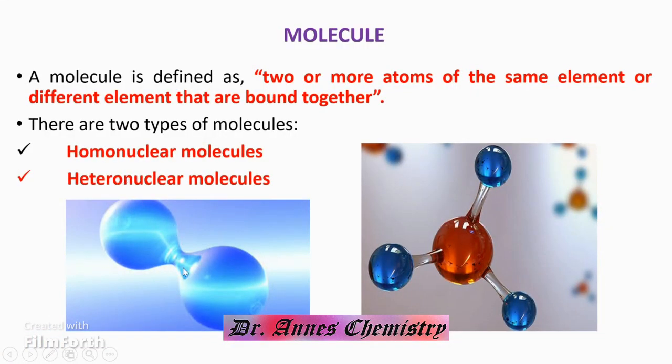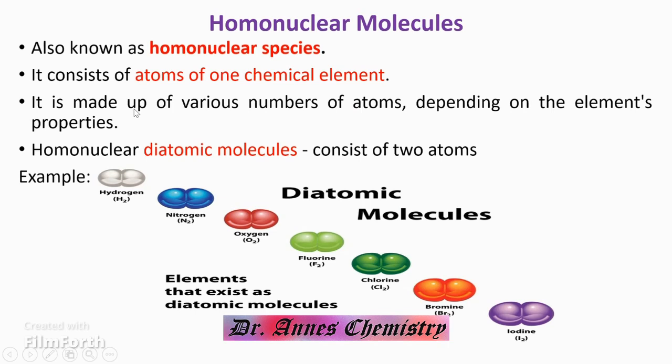Next is the molecule. A molecule can be simply defined as two or more atoms of the same element or different elements that are bound together. So when two or more atoms of the same element or different elements come together, they make up a molecule. And there are two types of molecules: one is the homonuclear molecule and the other is the heteronuclear molecule.